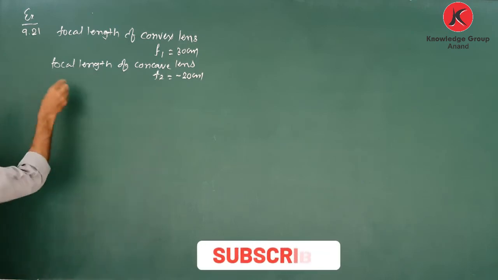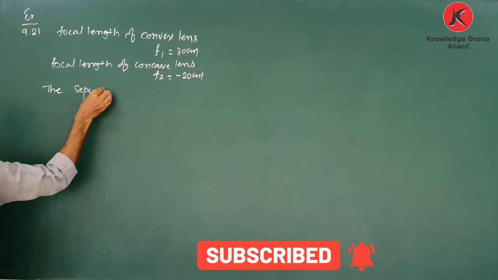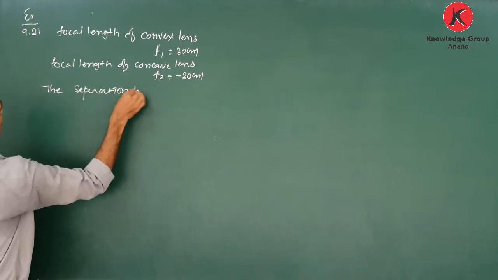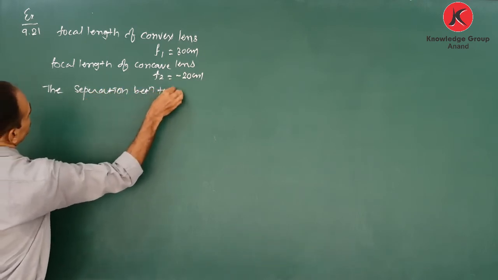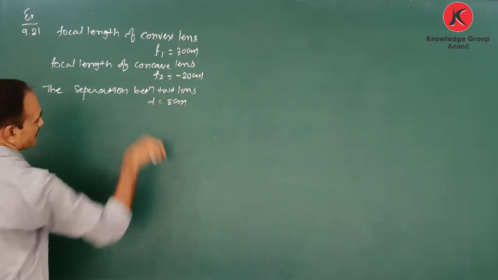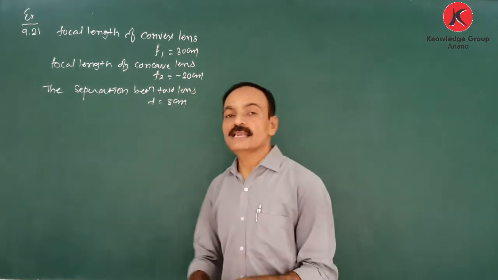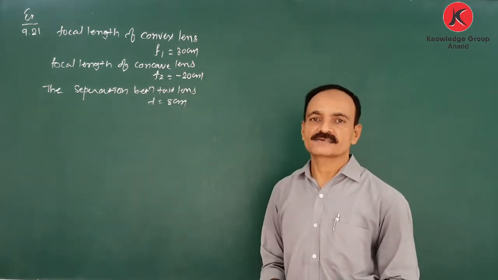After that, the separation between the two lenses is given as D equal to 8 centimeter. So for this combination, we have to find out the equivalent focal length of this combination.